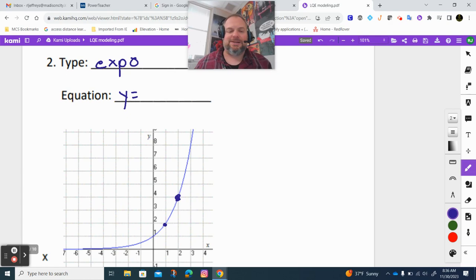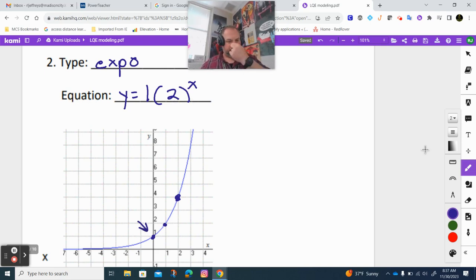This is why it's kind of weird to actually find these. Let's see, anything to the 0 power is 1. So x is 0. Then x is 1, get 2. So believe it or not, this is actually 1 to the 2x. Because this is where our x is 0.